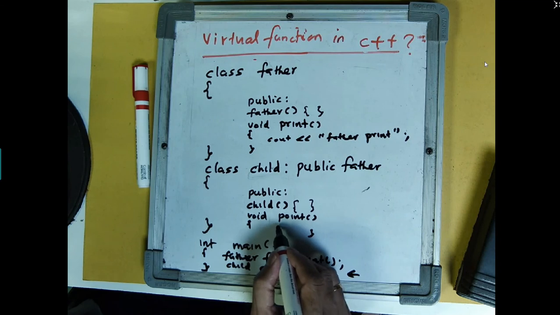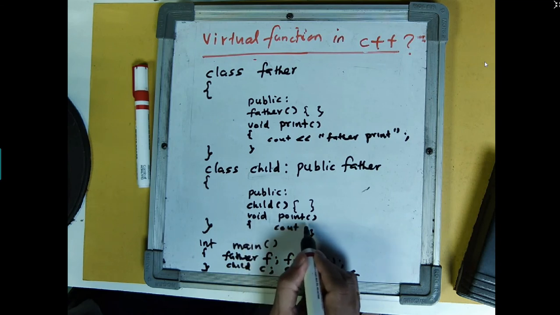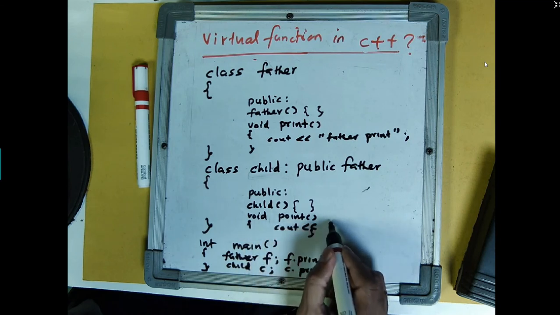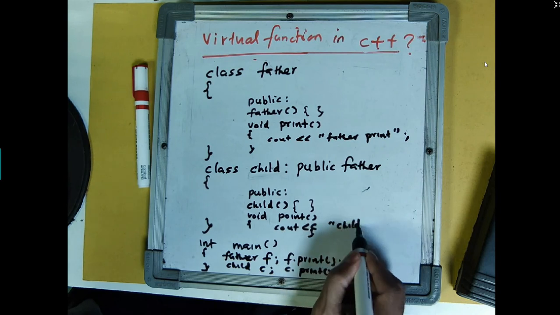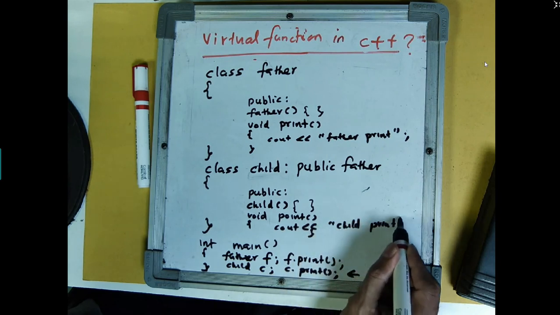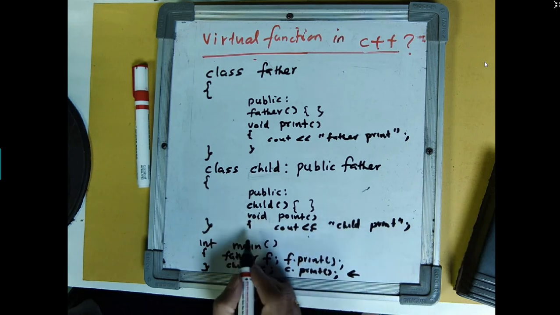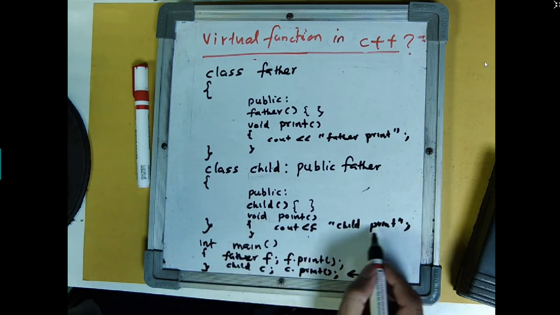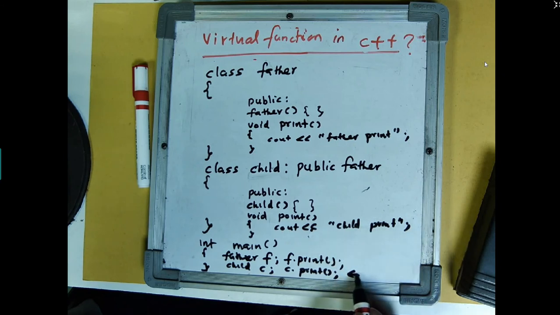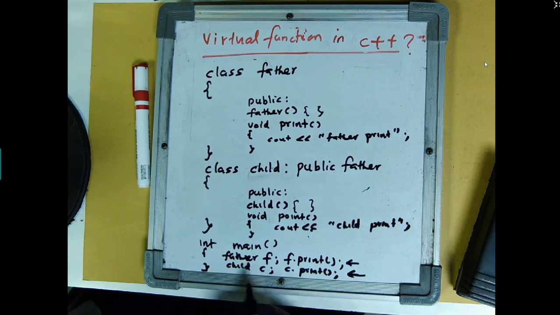That means here, suppose there was a function cout child print, so this line would be executed, and this line would be executed. Child print will come here, father print will come here, because you are printing from the object of the father here, and the object of the child here.